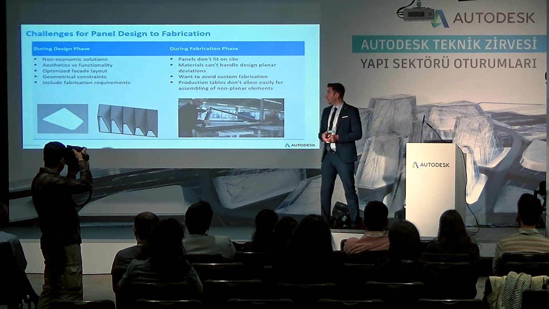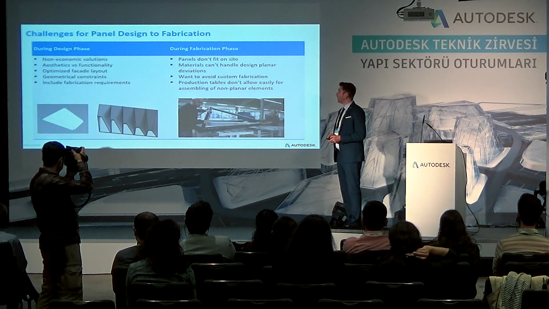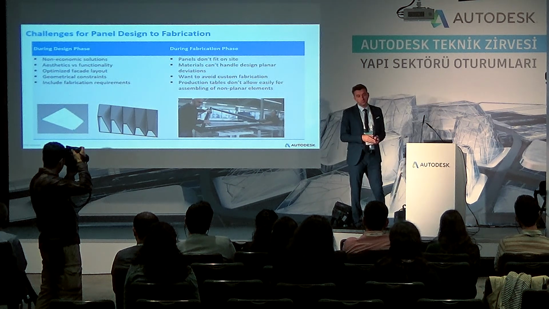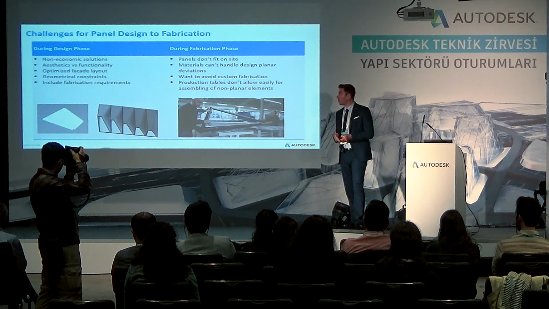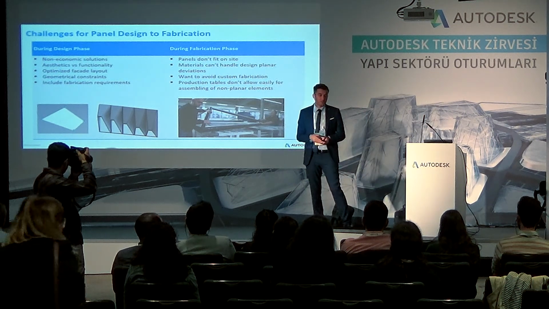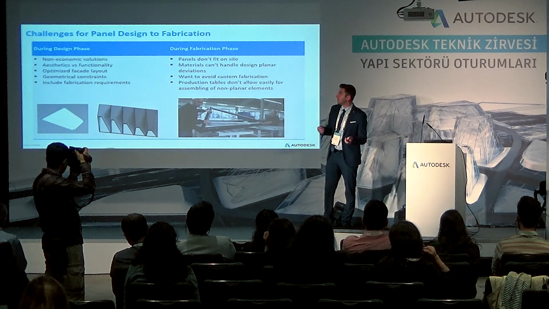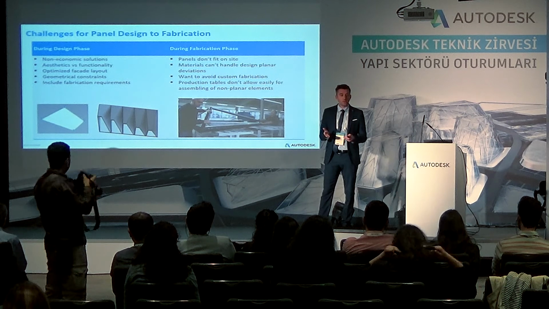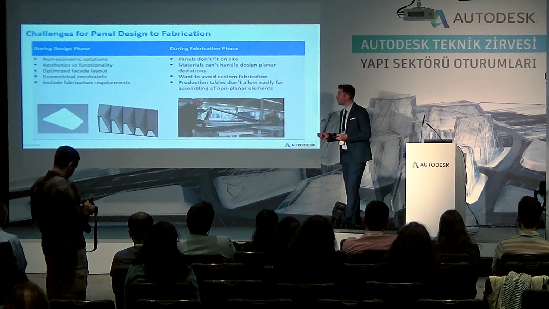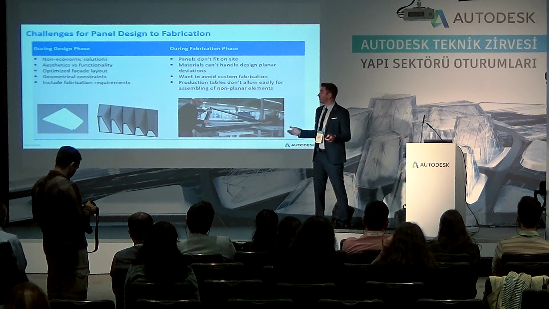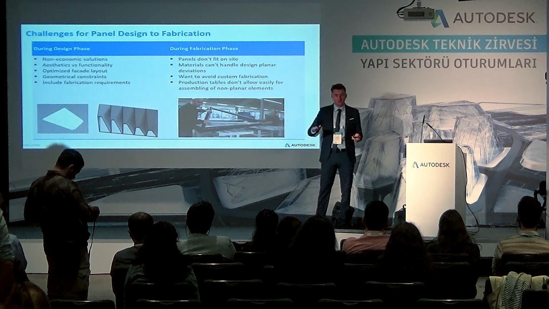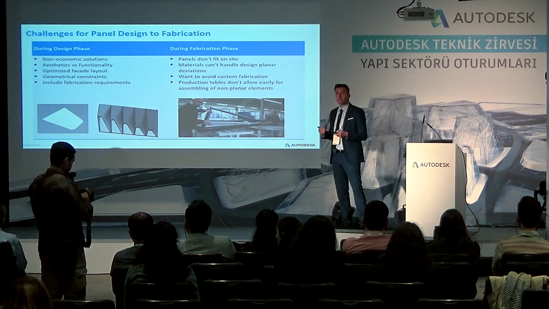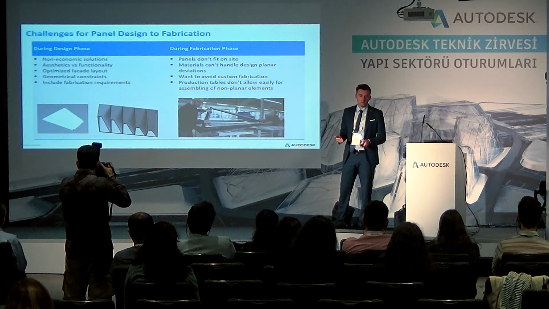So some of the challenges that we have for panel design, fabrication, during the fabrication phase, during the design phase, some of the challenges is that many times we have non-economic solutions. We have also aesthetic. We need to hit the right balance between aesthetic and functionality. Also, we need to optimize the facade layout. And also, we have geometrical constraints. It's easier, for example, to have straight panels. The moment we have a bending or we have a double curvature, those panels are more difficult to fabricate, and they will involve more cost.